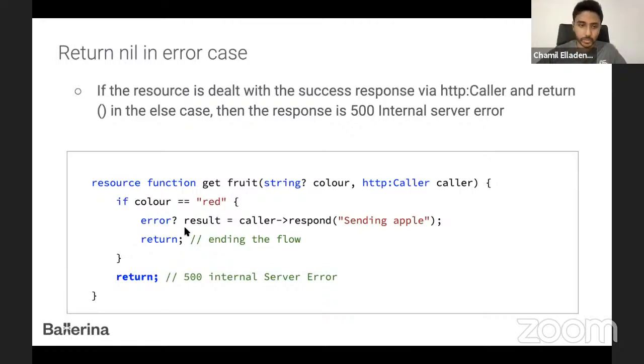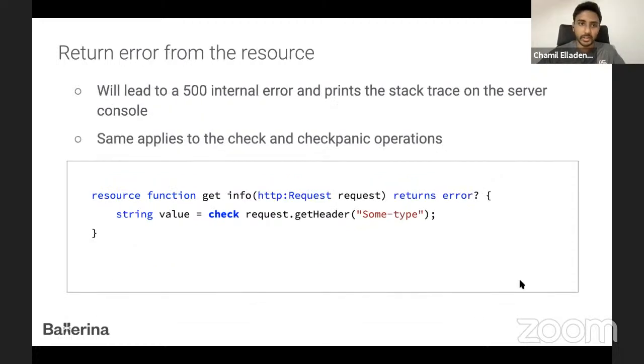If I explain it further, here in the if clause, the user has responded correctly, and in the else case, it has just been returning nil. Since before this return there is no respond method, the listener will understand that there has not been a previous response for this particular request. So it will consider it a 500 internal error. And then also we can return errors from the resource. When you return an error from a resource, it will end up being a 500 internal error, and it also prints the stack trace on the server console. This will apply to check and check panic operations as well.